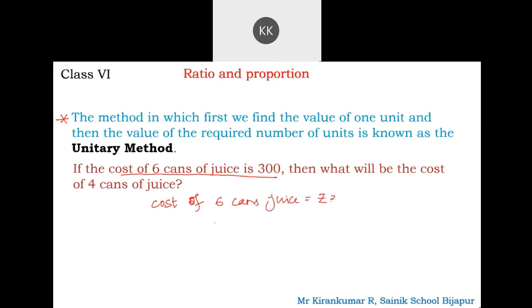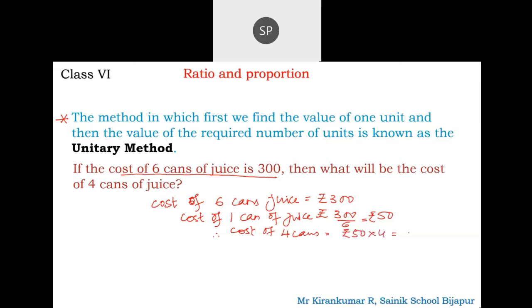The cost of 6 cans of juice is rupees 300. So the cost of 1 can of juice is 300 divided by 6. We get it as 50 rupees. Therefore, we need to find 4 cans. That's why 50 into 4. The cost of 4 cans is 50 rupees into 4, which is equal to 200. Very good.